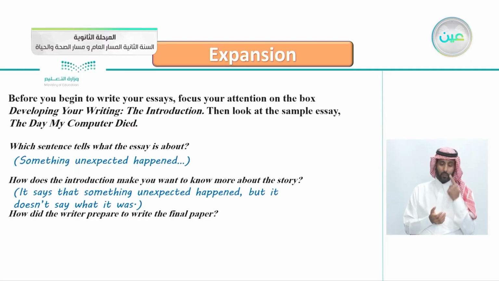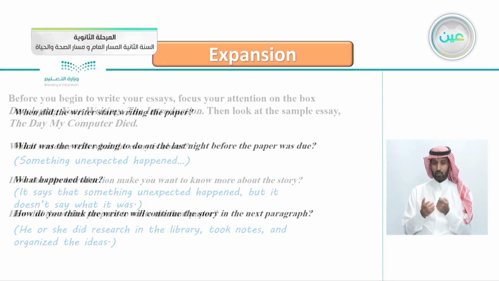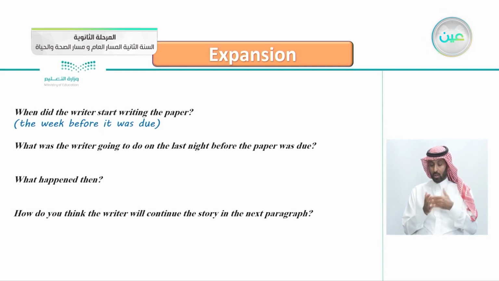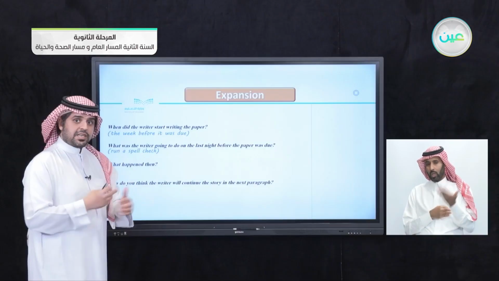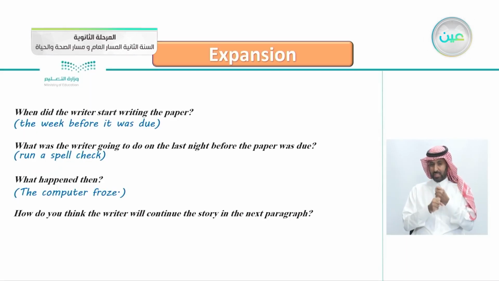How did the writer prepare to write the final paper? He or she did the research in the library, took notes, and organized the ideas. So try to make this example helpful to you to write your own. When did the writer start writing the paper? The answer is the week before it was due. What was the writer doing on the last night before the paper was due? What was he doing? Yes, he was running a spell check. What happened then when he was running a spell check? Excellent. The computer screen froze, and the computer froze also.